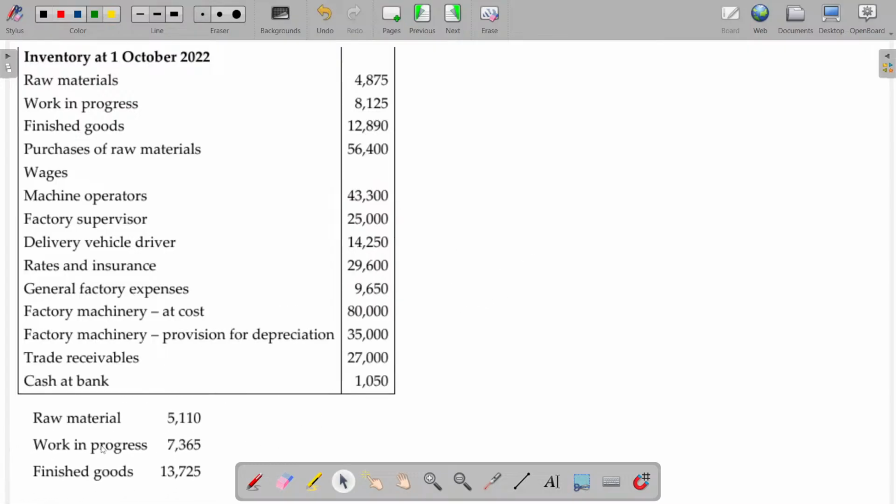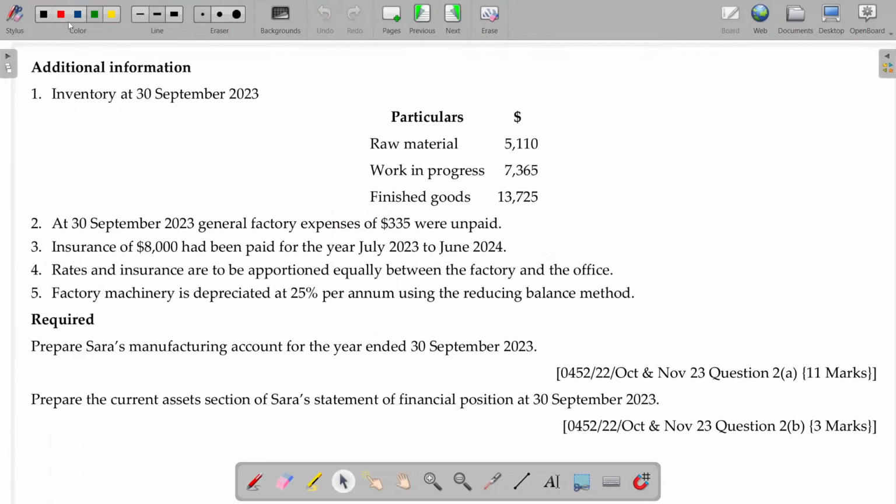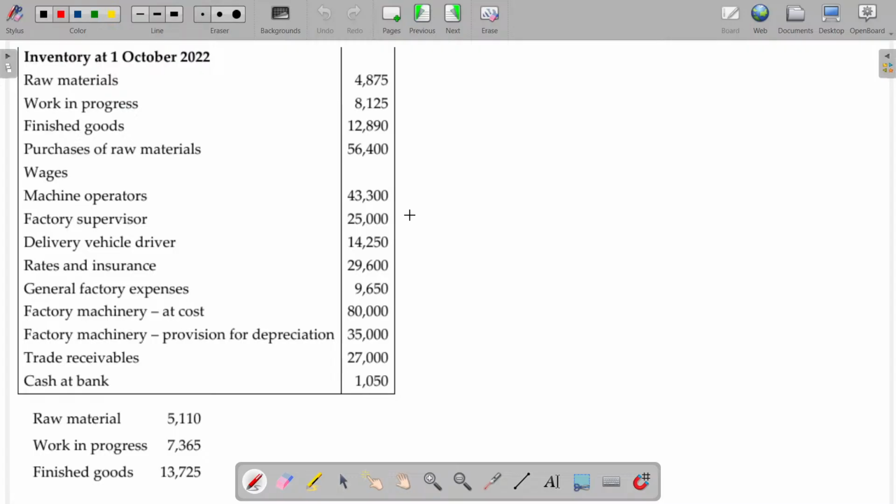Now what are the things going to be prepared here? Prepare Sarah's manufacturing account and prepare current assets section of Sarah's statement of financial position. You have to prepare current asset section. On 30th September 23, general factory expenses $335 were unpaid. So unpaid, you have to add that. Okay, 335. And this should be payable, then it's a current liability.